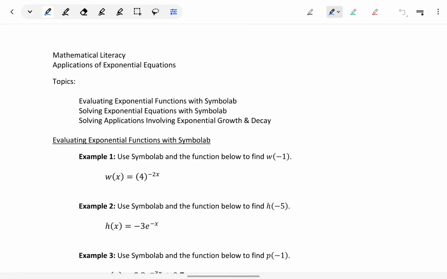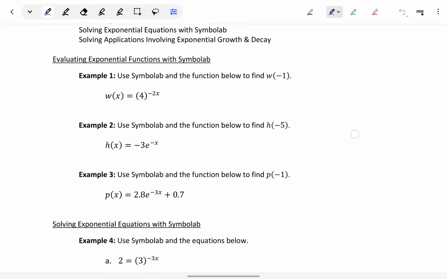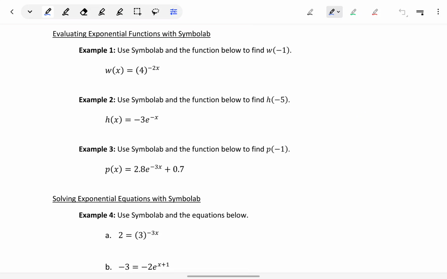Now that we've talked about exponential functions, we want to look at applications of exponential equations, the real-world types of problems that we can analyze using this new function. Before we get into some of those applications, though, we want to see how we can evaluate and solve some problems, solve some equations using Symbolab.